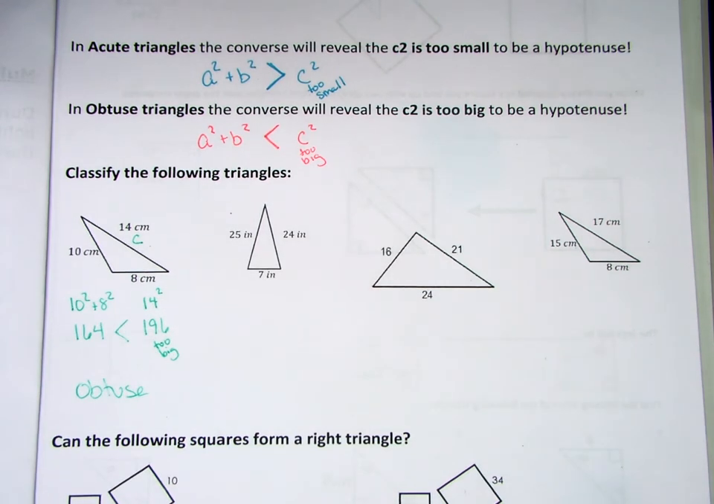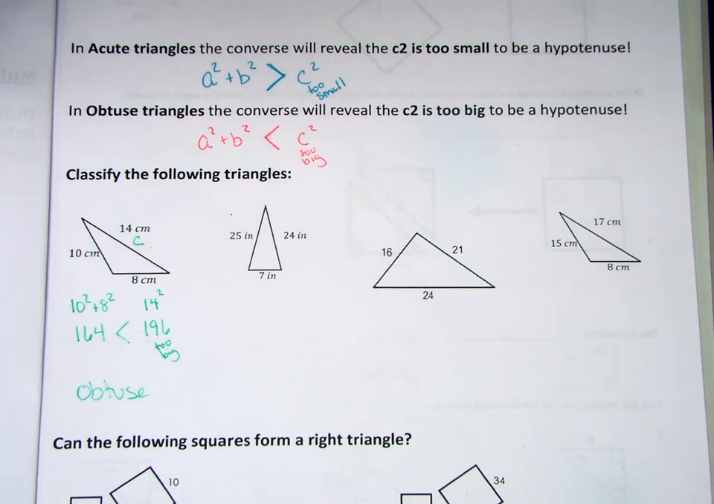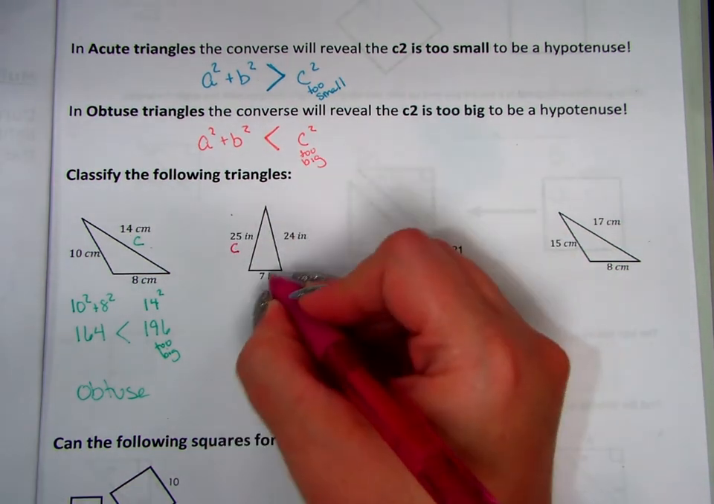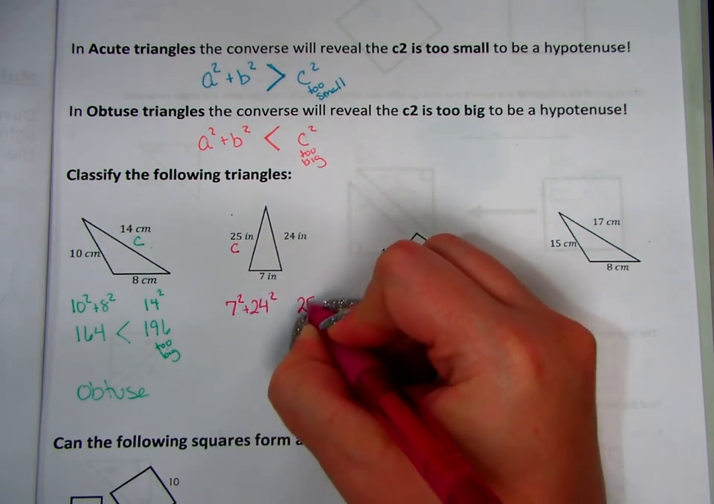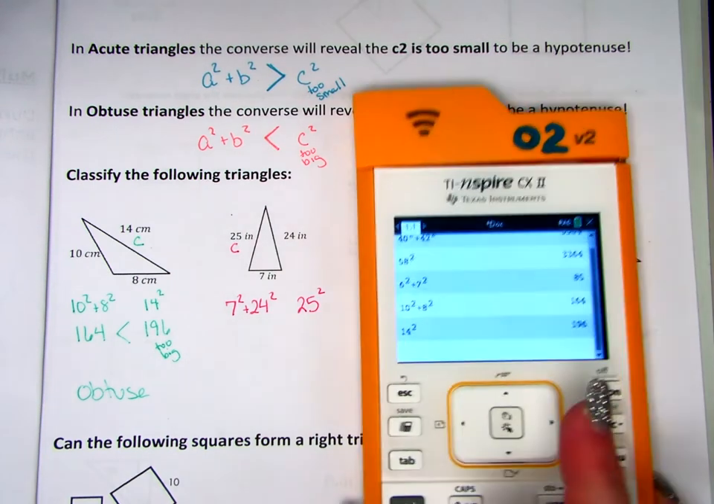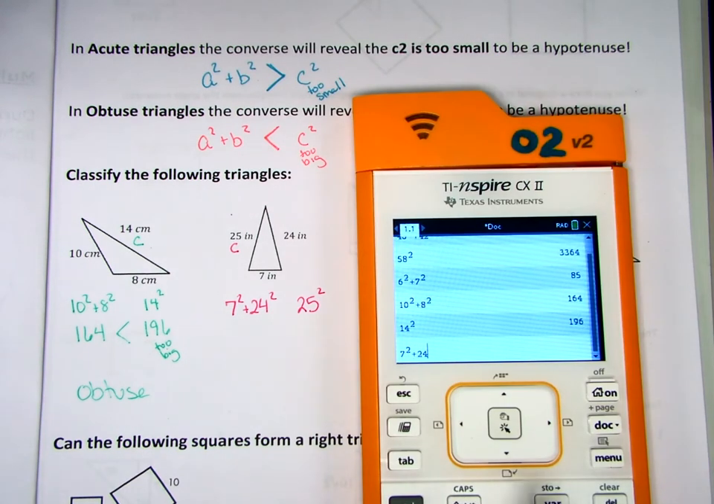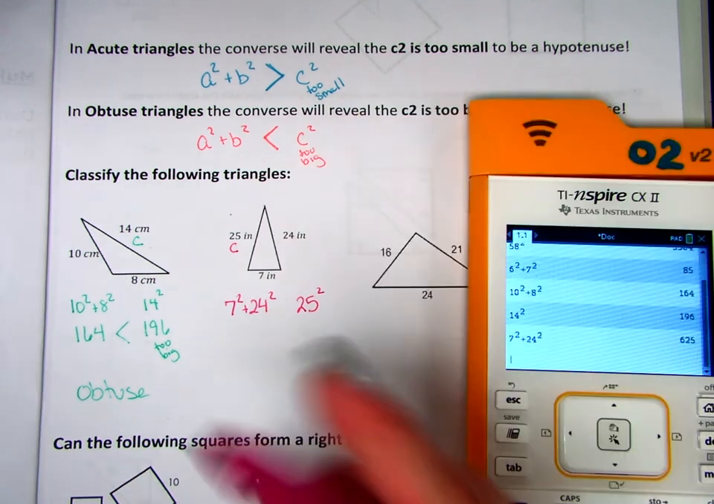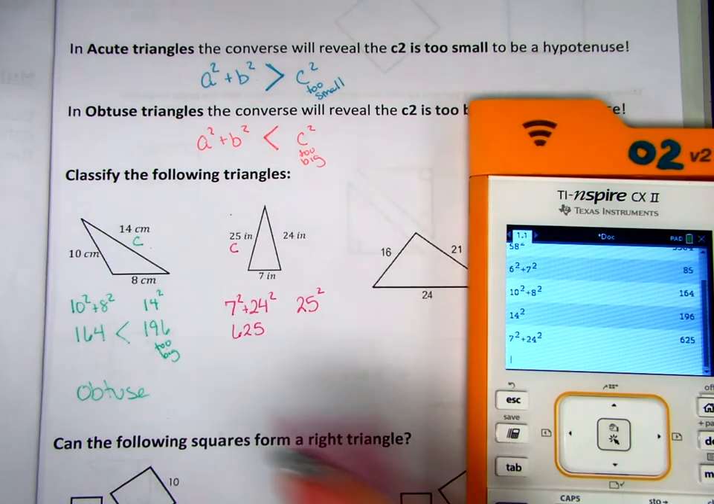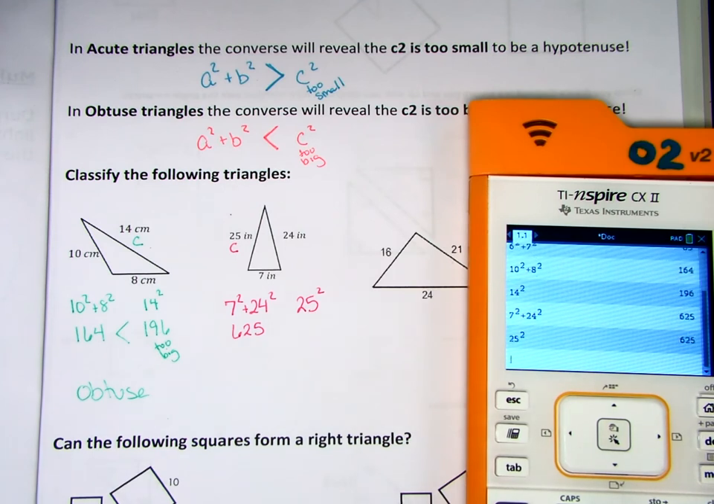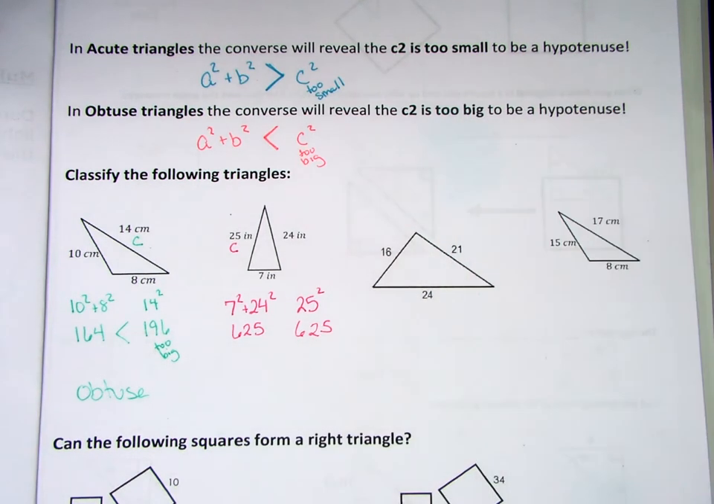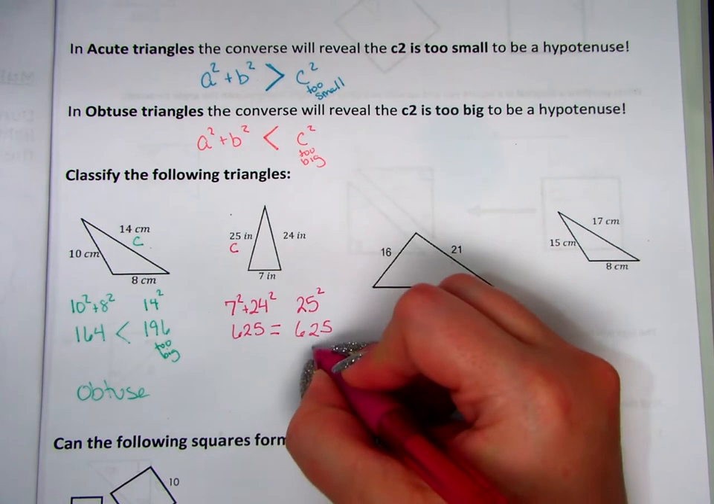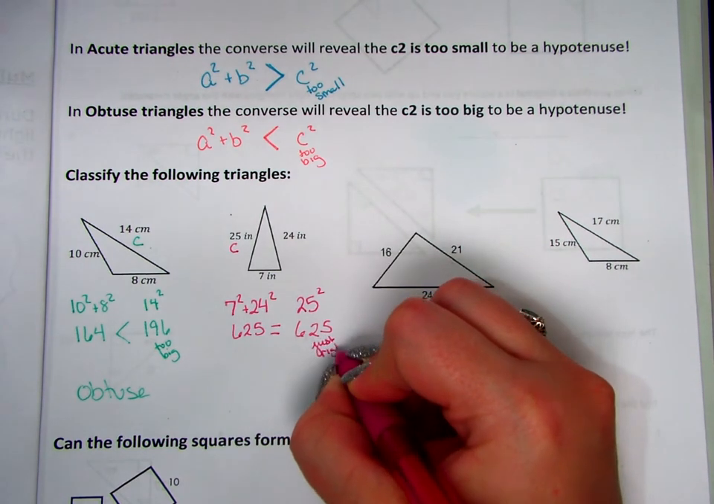Okay. The next one, 25, 24, and 7. If this is a right triangle, which one's my hypotenuse? 25. So that means 7 squared plus 24 squared, and we want to compare that to 25 squared. 7 squared plus 24 squared is 625. And 25 squared is 625. Too big, too small, or just right? Just right, which means this triangle is a right triangle.